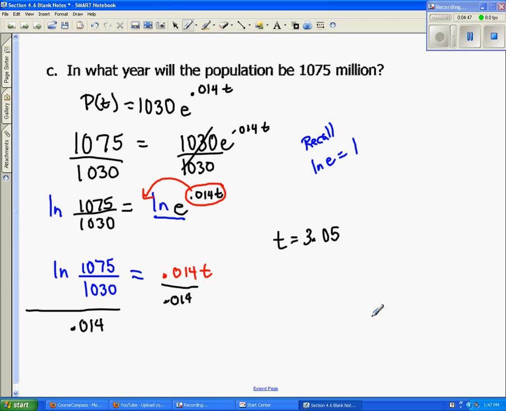3.05. Well, that means if it takes about 3 years, if we round this, for the population to get up that much, it says what year will it be? Well, if we started in year 2001, and it takes approximately 3 years from here, then it's going to be in about the year 2004 when the population will reach 1,075 million.